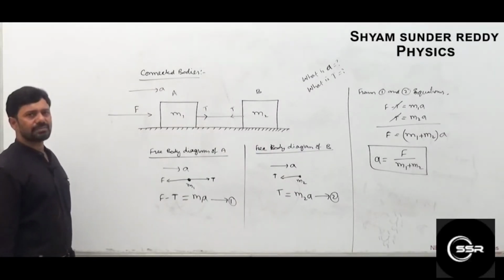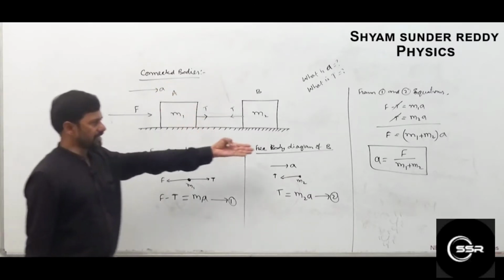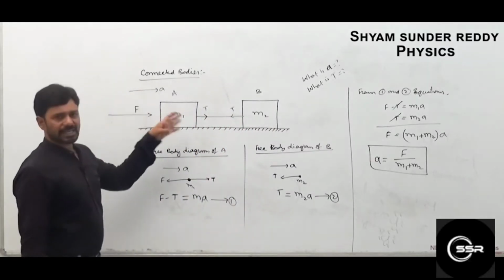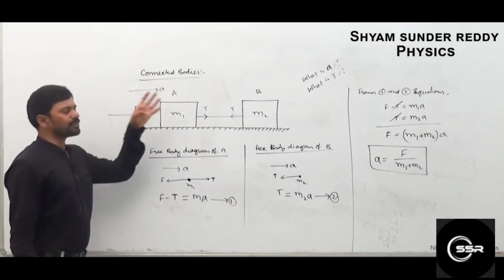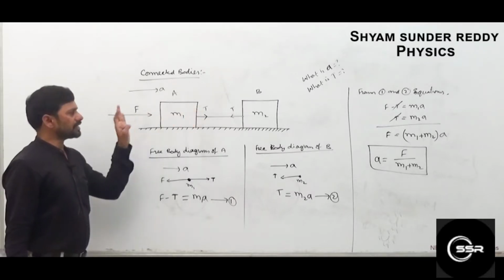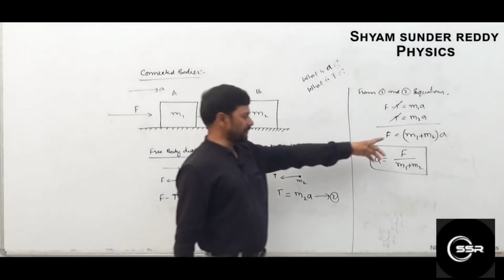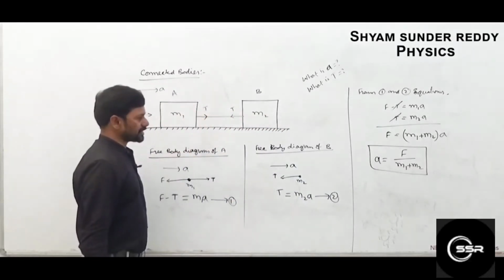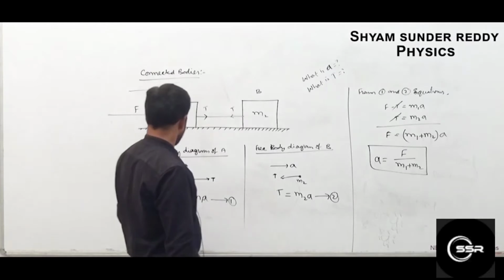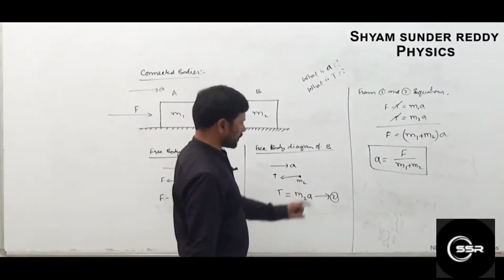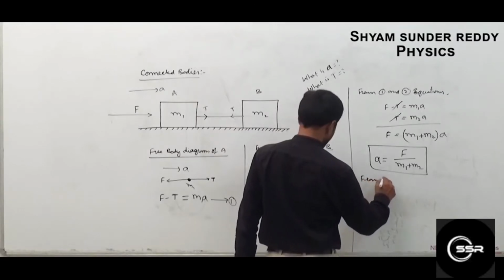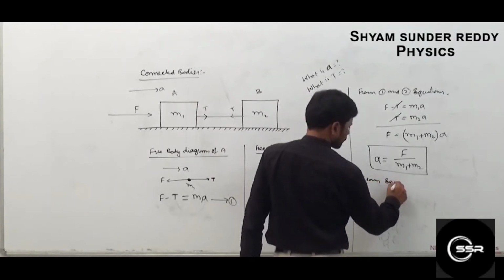Simple. F is equal to ma, so A is equal to F by m. Like that, A is equal to F by m1 plus m2. When two bodies are connected and in motion, the acceleration is F by m1 plus m2. Similarly, we want the tension T value. Look at the second equation. T is equal to m2a, from equation 2.